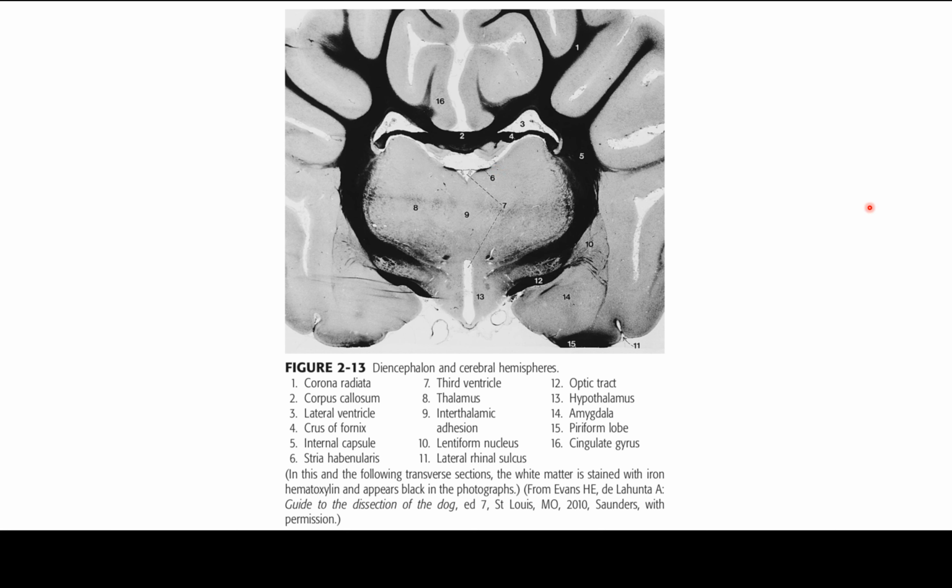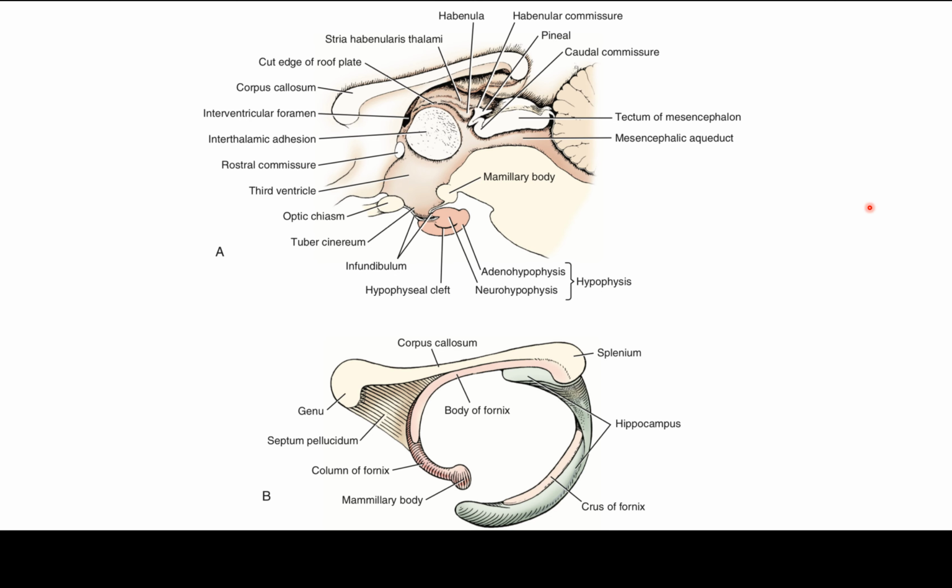On the next figure you can see, a space is present between the stria habenularis of each side. This is the dorsal part of the 3rd ventricle. It is covered by a thin remnant of the roof plate of the neural tube, which is a layer of ependyma that extends from one stria habenularis to the other covered by a thin layer of pia mater.